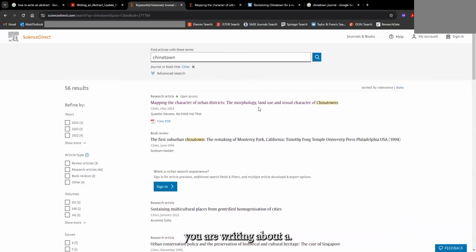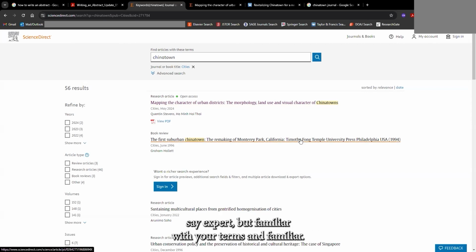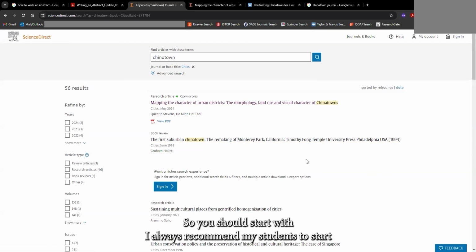Say that you are writing about a topic or you're studying Chinatown. That's my area, so that's urban studies or architectural design, that sort of language. It's up to you. If you're writing an abstract, you should be somewhat, I wouldn't say an expert, but familiar with your terms and your key terminologies and key journals in your field. I always recommend my students to start there as well.